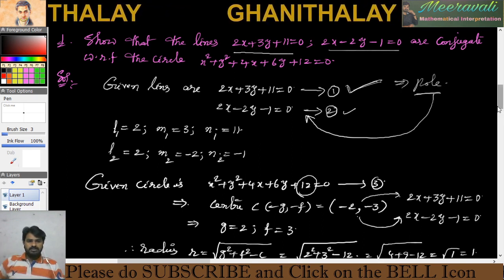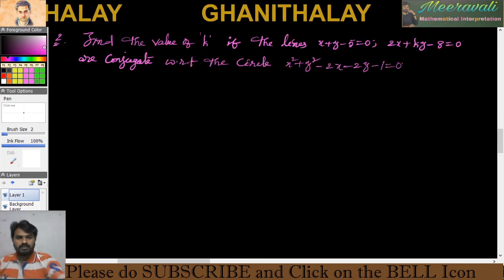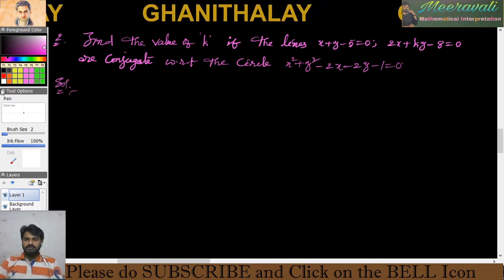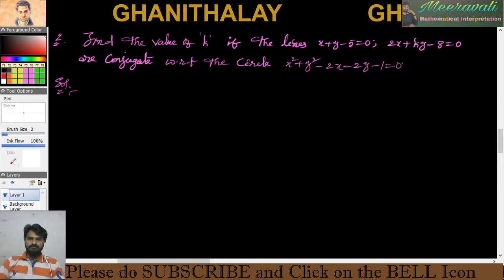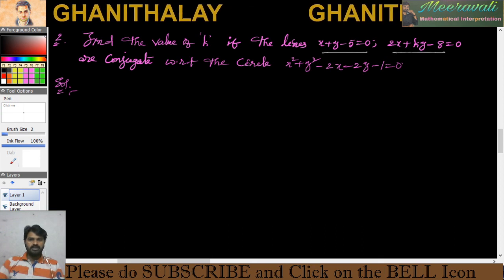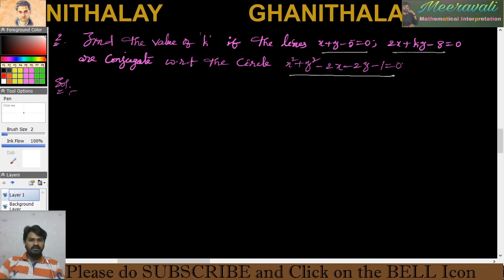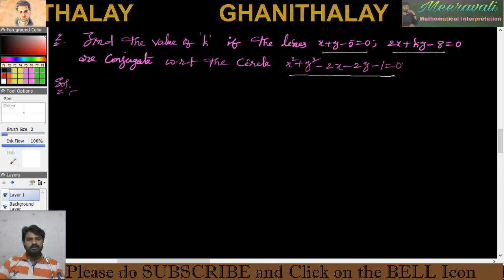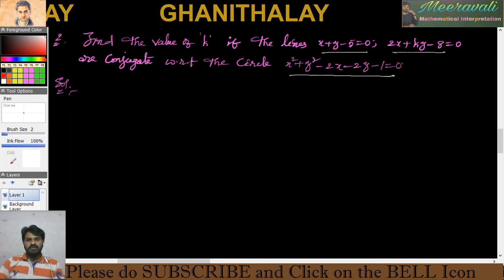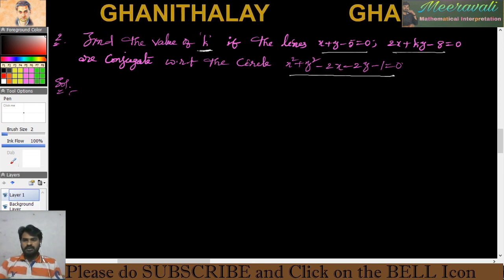Okay, next, have a look at this problem, the same model. Read the given problem carefully. Find the value of k if the given lines are conjugate with respect to the circle. That means in the given problem, two lines and one circle are given, and it says that these two lines are conjugate. So by using that property, you have to find the value of k. For that, first we need to take the given lines.